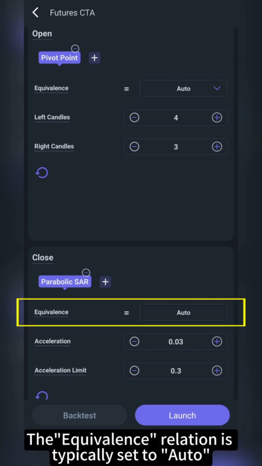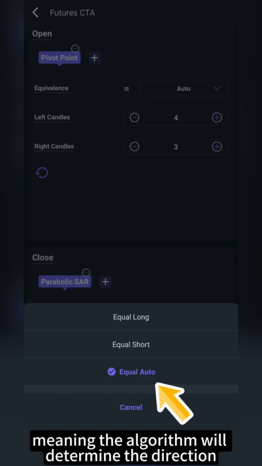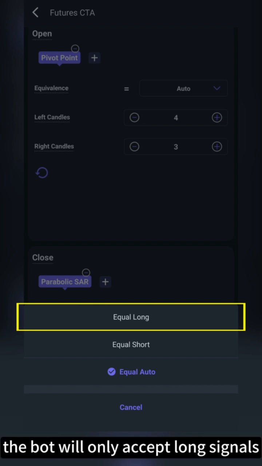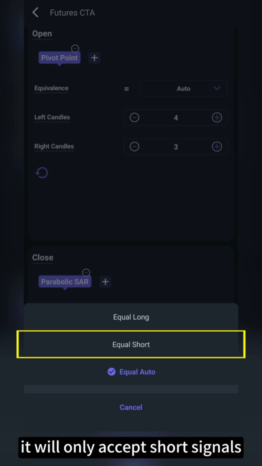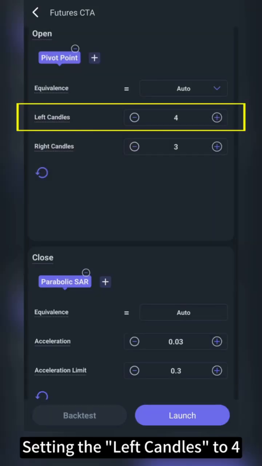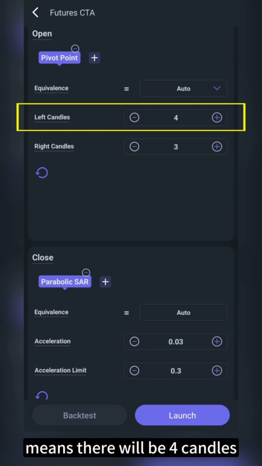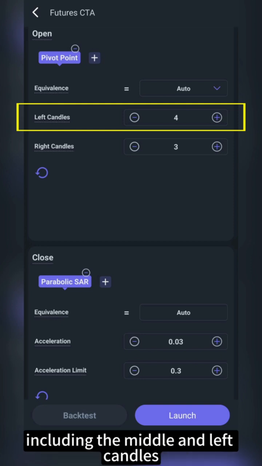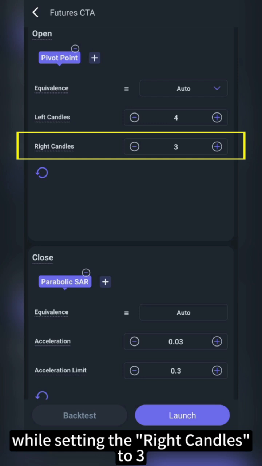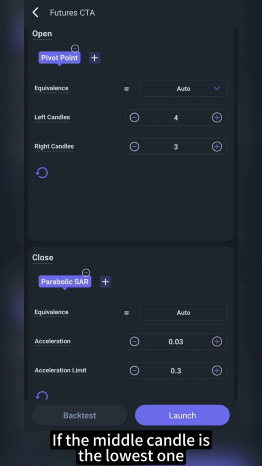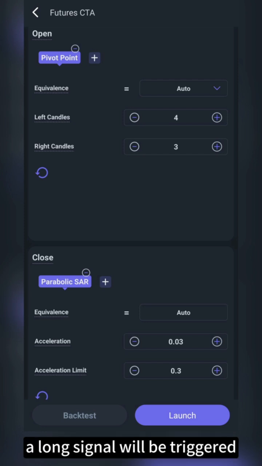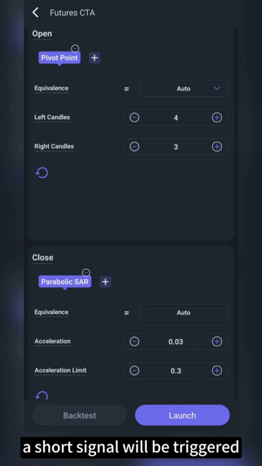The equivalence relation is typically set to auto, meaning the algorithm will determine the direction. If you select long, the bot will only accept long signals, and if you select short, it will only accept short signals. Setting the left candles to 4 means there will be 4 candles, including the middle and left candles, while setting the right candles to 3 means there must be 3 candles on the right. If the middle candle is the lowest one, a long signal will be triggered when the last candle closes, and if it's the highest point, a short signal will be triggered.